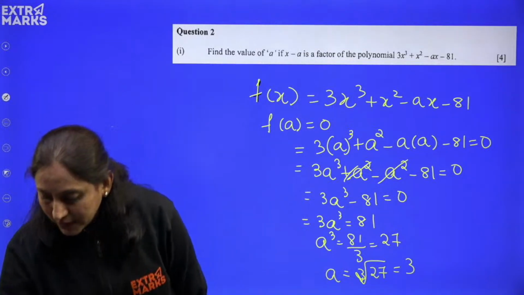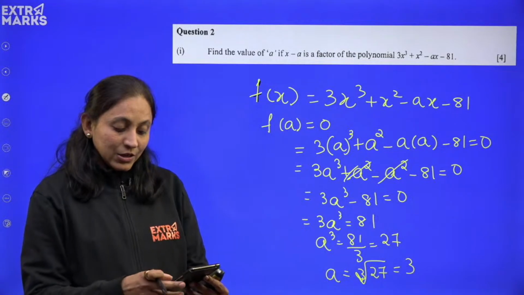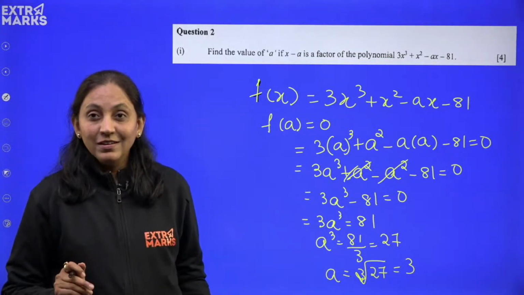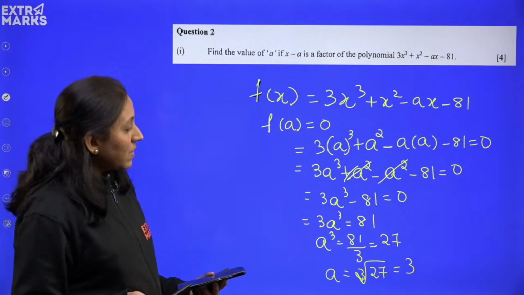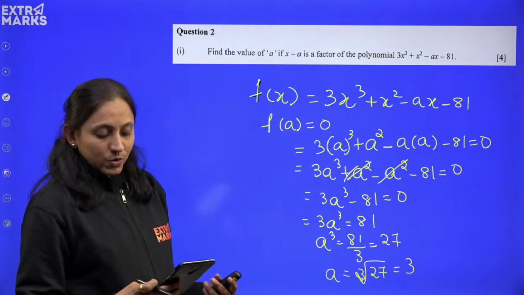Okay, so the value of a is 3, and this seems to be like a 2-mark question, but it has come for 4 marks. You people are very lucky. Okay, so 4 marks for this question. Okay, so I'm sure that you would have got it right.